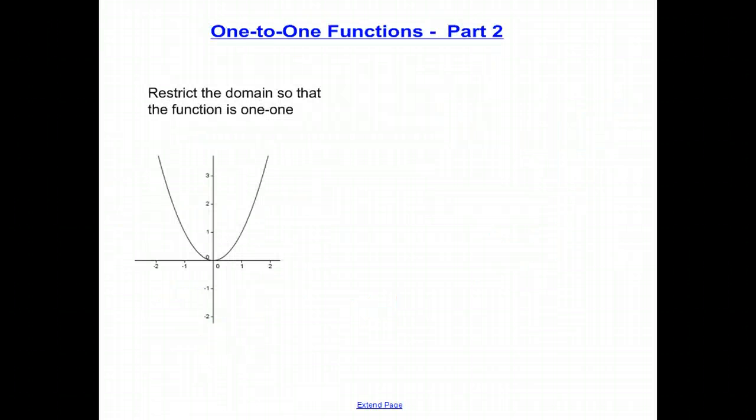Okay, but what if we have a function like this and we really want it to be one-to-one? Well, what we can do is restrict its domain. If you remember, the domain is basically all of its x values. So how can we restrict the domain of this so that the function is one-to-one? Well, as you can see here, the domain is, you should notice, all real numbers. All values of x are valid.